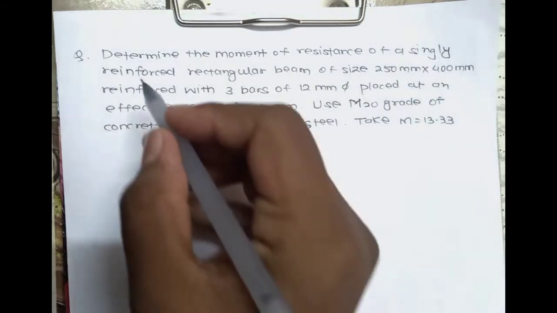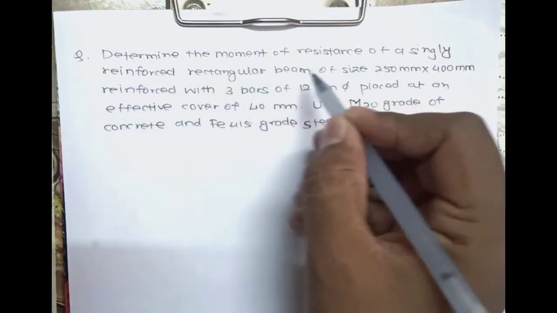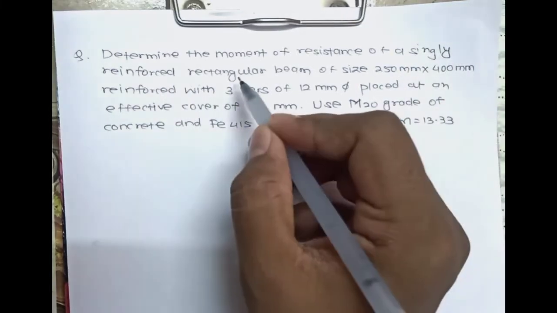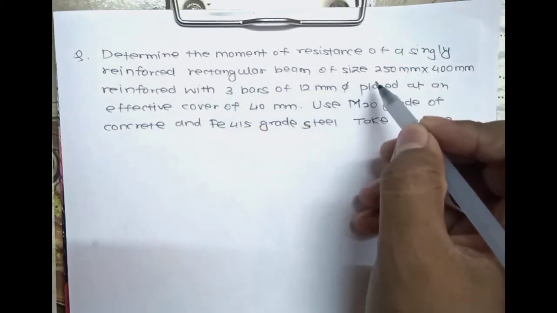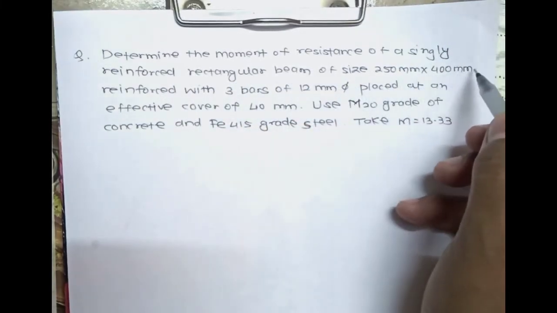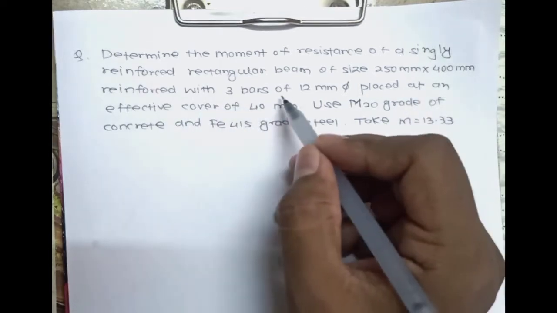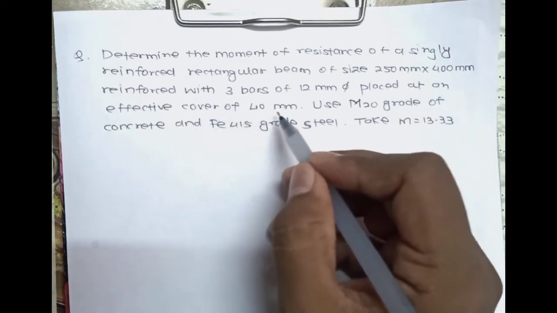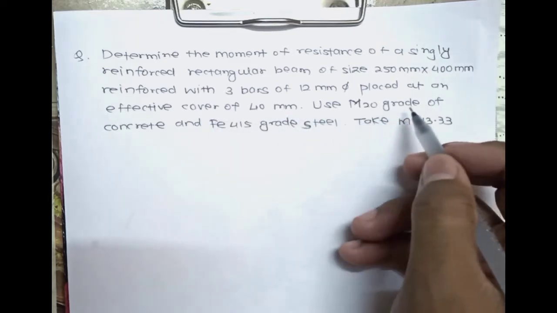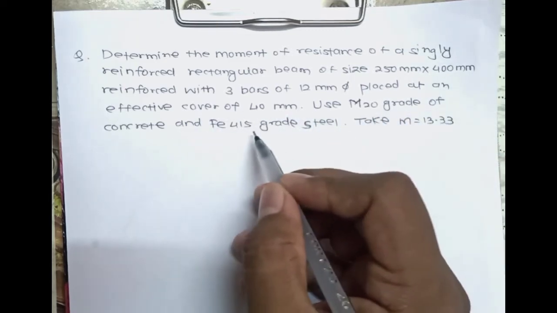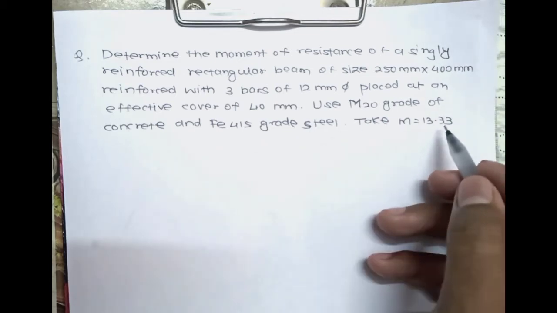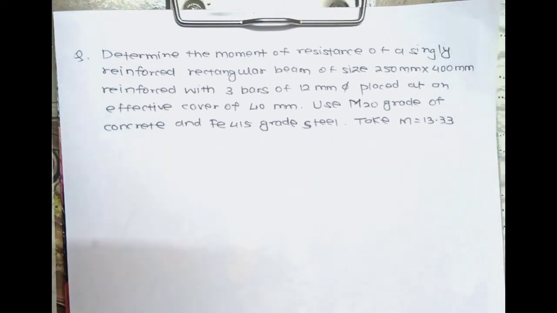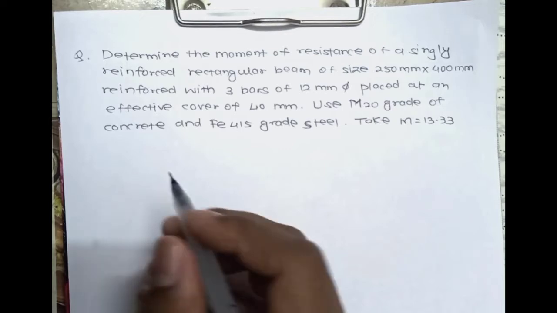We are given a question: determine the moment of resistance of a singly reinforced rectangular beam of size 250 mm by 400 mm, reinforced with 3 bars of 12 mm diameter, placed at an effective cover of 40 mm. Use M20 grade of concrete and Fe415 grade steel. Take m equals 13.3. So let's draw the diagram.